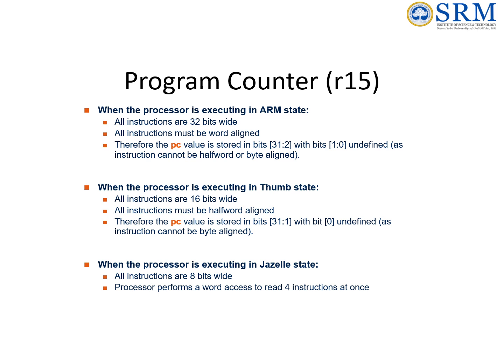So the program counter, R15. When the processor is executing in ARM state, all instructions are 32-bit wide. The program counter value is stored in bits 31 to 2, with bits 1 and 0 undefined. When the processor is in thumb state, instructions are 16-bit wide, halfword aligned, and the PC is stored in 31 to 1, whereas bit 0 is undefined. When the processor is executing in Jazelle mode, all instructions are 8 bits. The processor performs a word access to read 4 instructions at once.